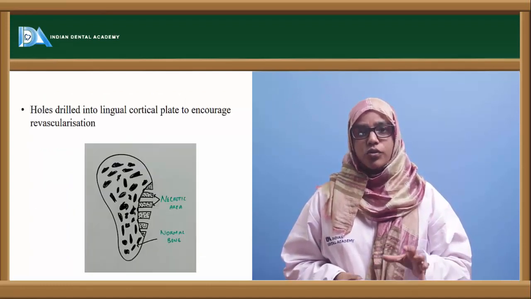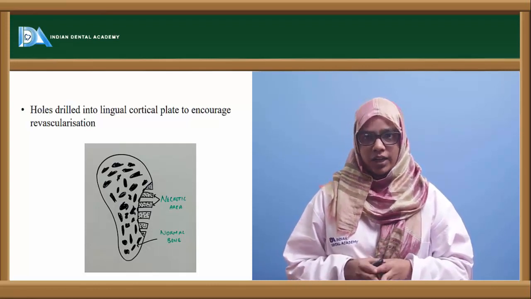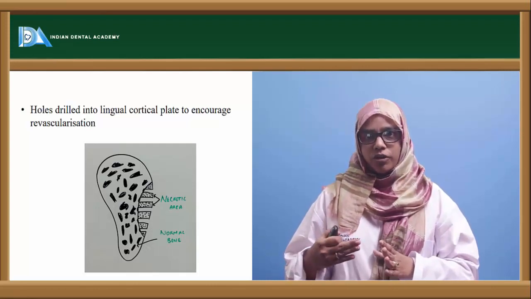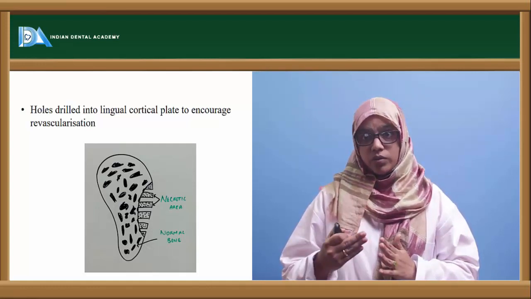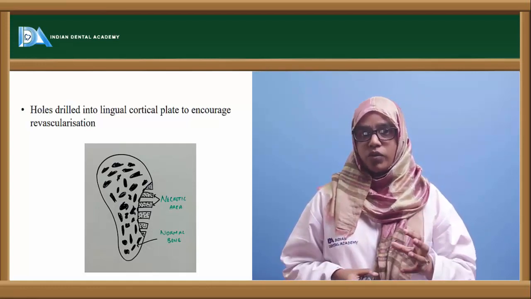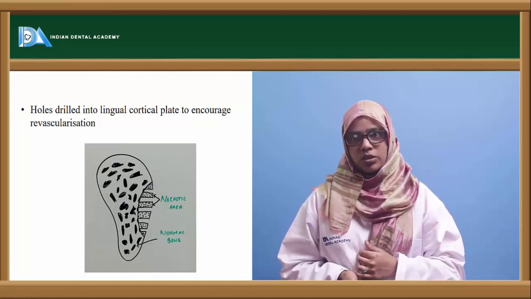You could also drill holes into the lingual cortical plate to encourage revascularization. From the necrotic bone, you will pass your drill towards the viable bone so that the blood supply from the normal viable bone comes into the necrotic bone, which will increase neovascularization.